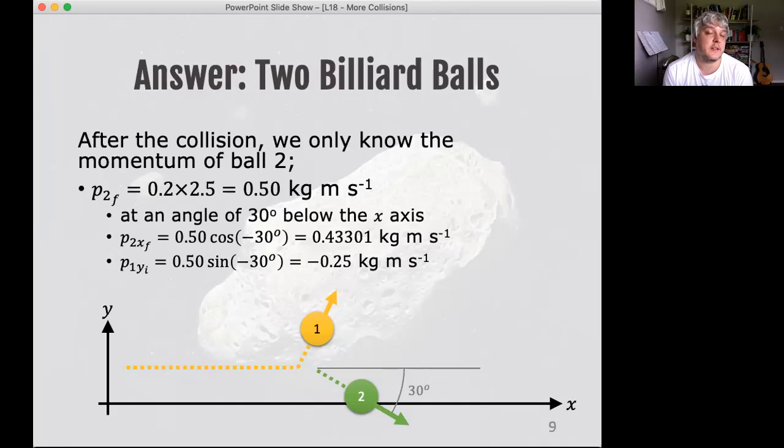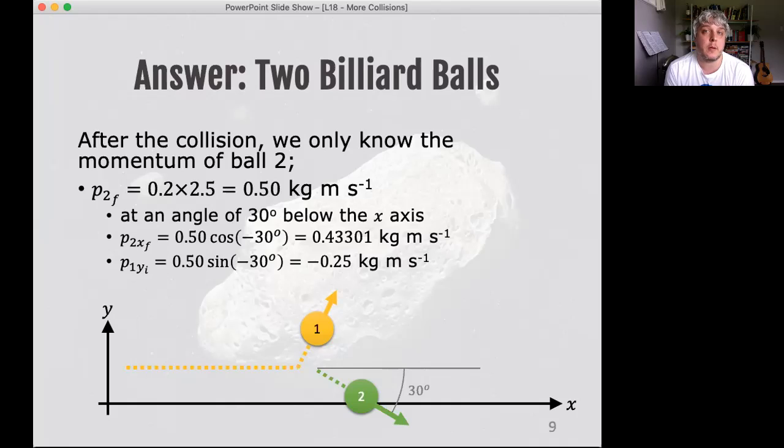We can then decompose that. So that's just our basic trigonometry that we're all used to. We decompose that and we get the x component of our second ball's final momentum as being 0.43301 kilogram meters per second, and the y component being negative 0.25 kilogram meters per second. You'll notice I've put negative 30 into that equation because technically we've defined above the x-axis in the y direction as positive and below it as negative. So you'd stick to the same for angles, positive above, negative below. If you just used cosine of positive 30 and sine of positive 30, you'll still get the right values out, 0.433 and 0.25, but it won't keep track of positive or negative for you.